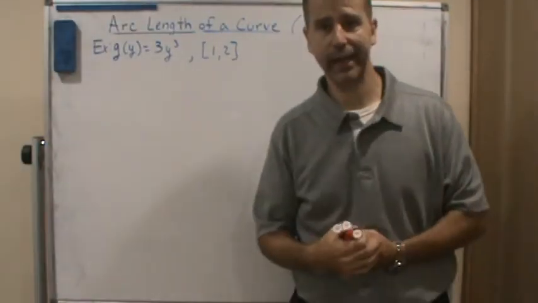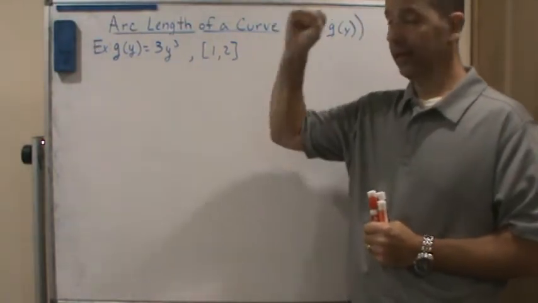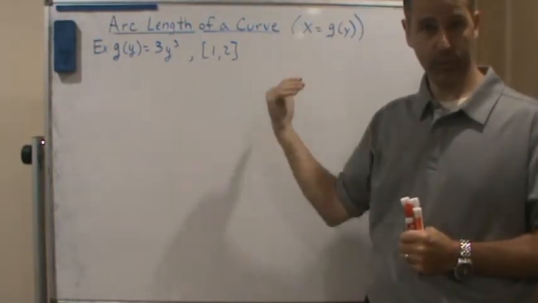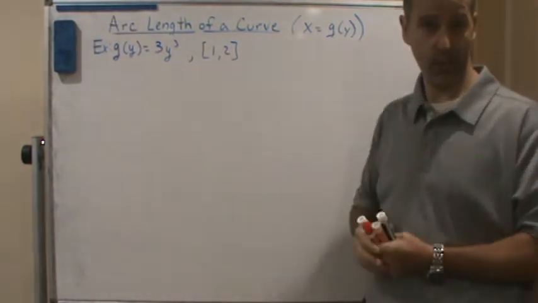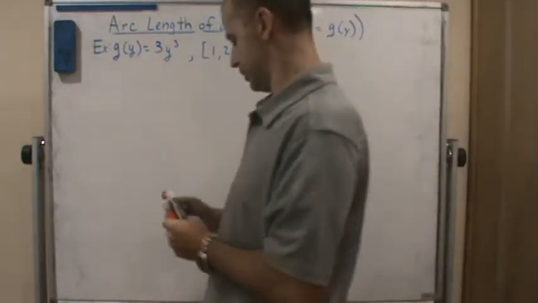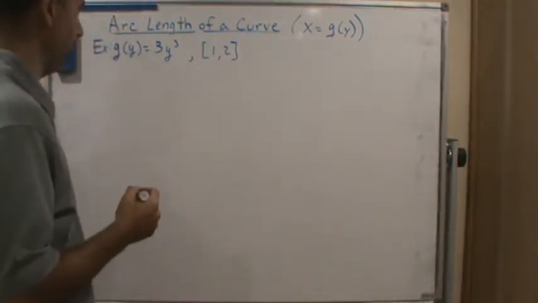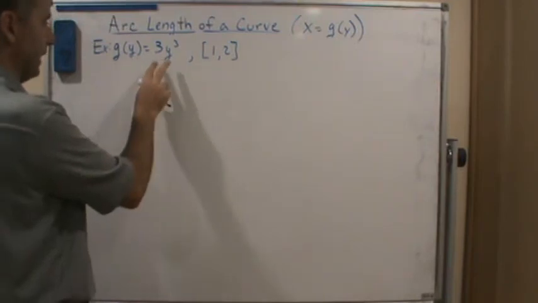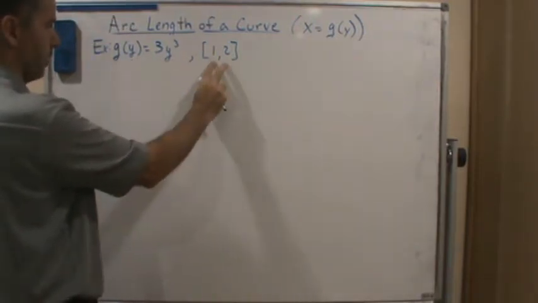Okay, so welcome. And in this example, we're going to find the arc length by using y instead of x. Since our function is in terms of y, we can do it in that direction. Okay, so we're going to use the theorem that we just did in the last video to help us with that. So, again, is this a smooth curve? Yes, this is differentiable over this interval.